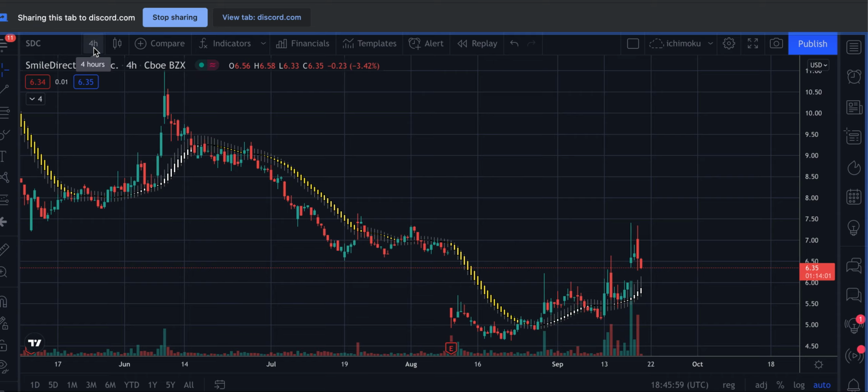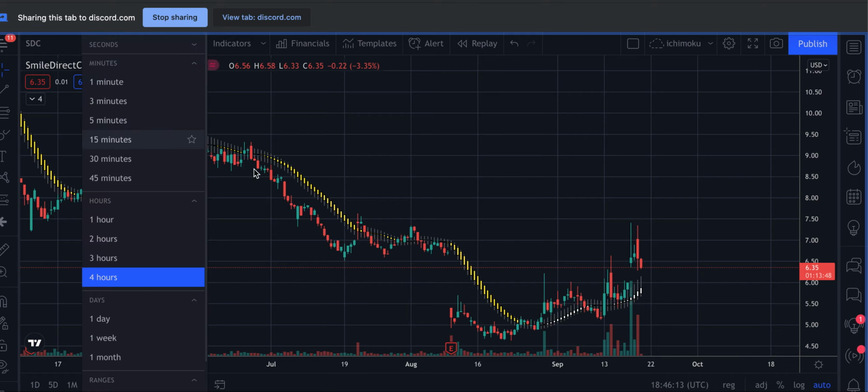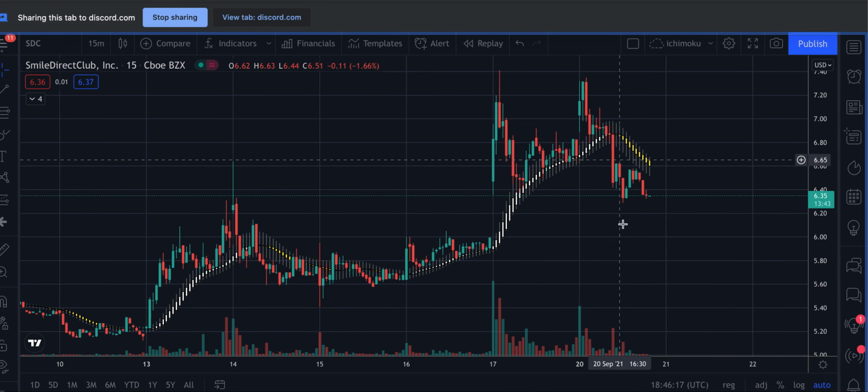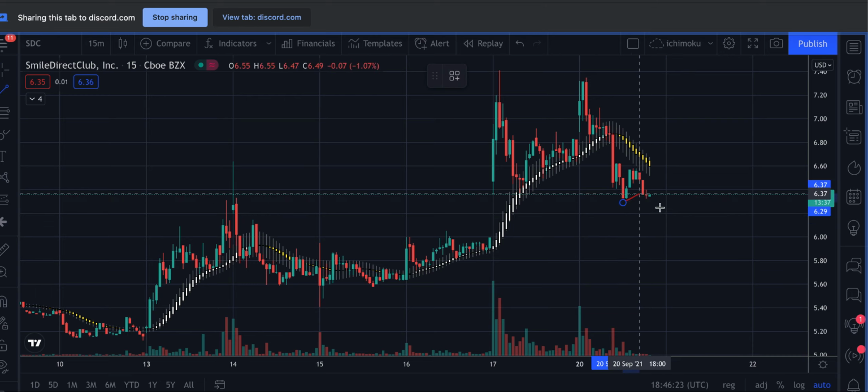You use the 1 hour chart for anything within 1 hour, so you're technically day trading fast. And then the 15-minute chart is for scalping. You know what scalping is? Super quick. See that one right there? You draw a line right here. If I would have scalped this, I would have drawn the line right here.